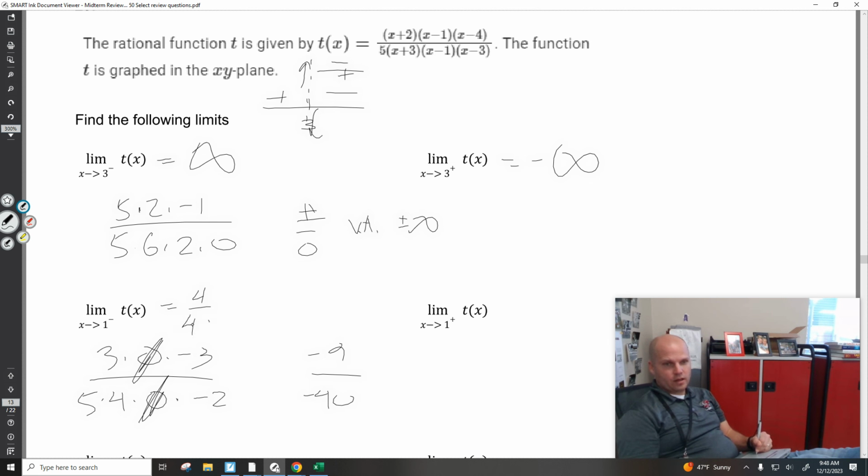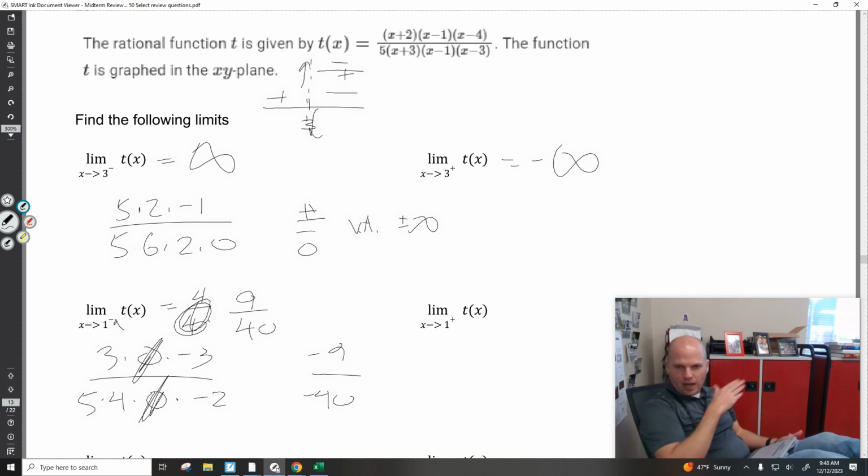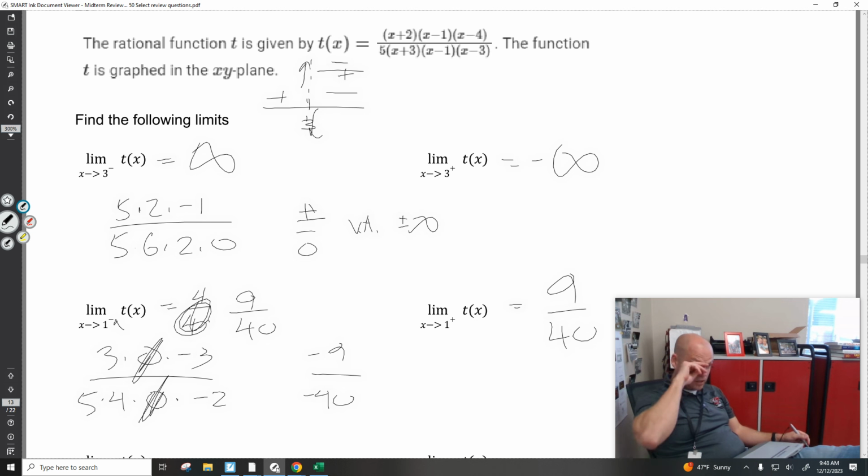That's the location of my hole. That is what I would be approaching to the left and right of 1, no matter if we're 1 to the left or 1 to the right. We don't do a sign analysis here. I'm approaching this y value. If the zeros were gone, this is what I'd have. If the factors were gone. Same on the right side. I don't have to do a sign analysis. I just get this as my answer.